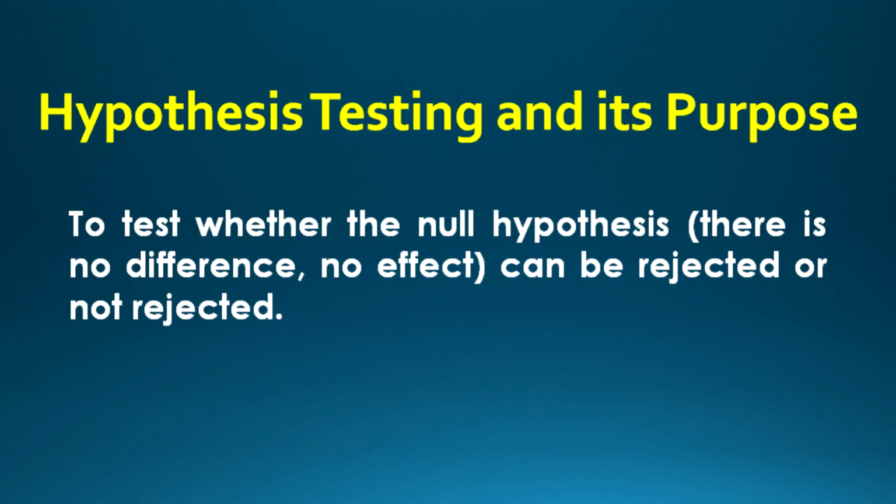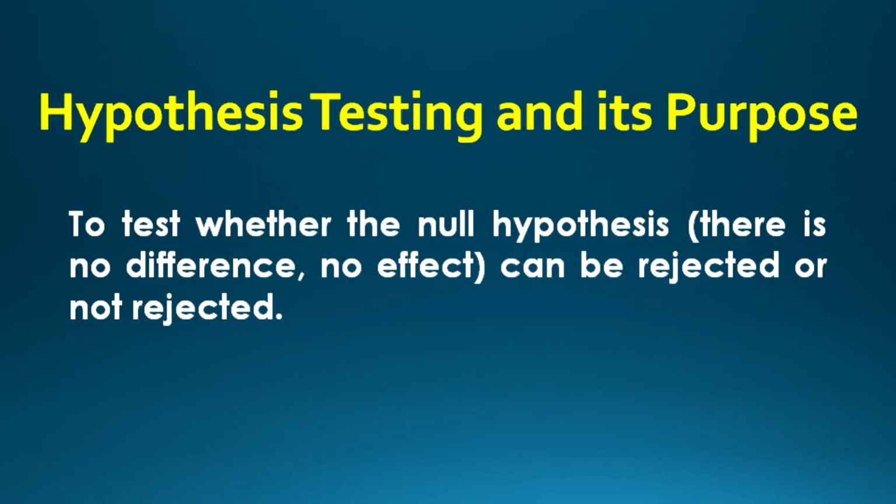So if we have a hypothesis in our research work, then the next step is what we call hypothesis testing. See, what is that? To test whether the null hypothesis, which says there is no difference or no effect between the variables, can be rejected or not rejected. This is the purpose. We have a hypothesis in our study and we are going to test it. So that step is known as hypothesis testing.